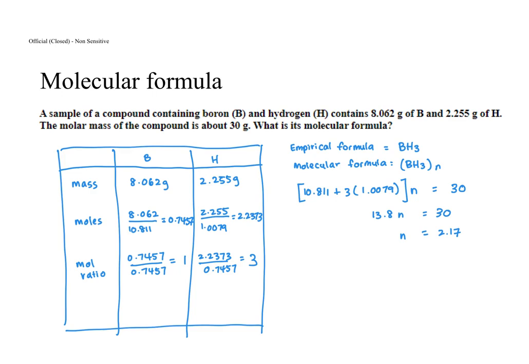Now we have n equals 2.17, but we know that n should be a whole number, so we can round it off to the nearest whole number, which is 2. And in the question, it also says that the molar mass is only about 30 grams. So we can say n equals 2, and therefore the molecular formula would be BH3 times 2. So that would be B2H6.